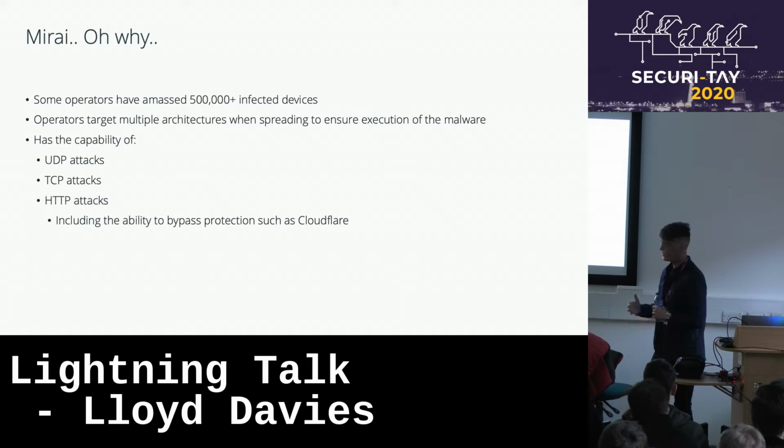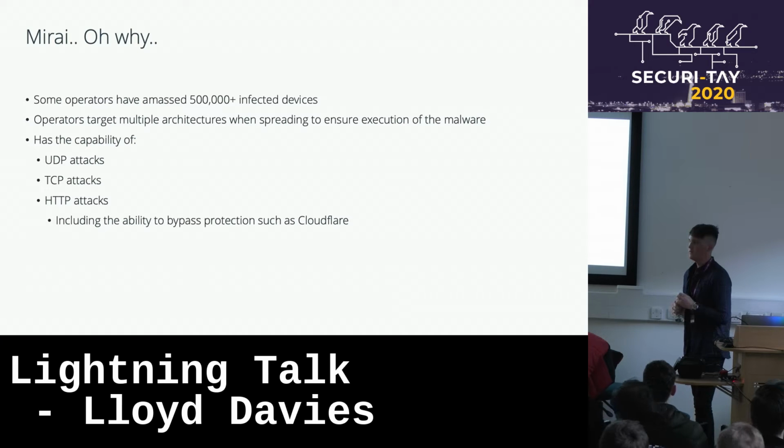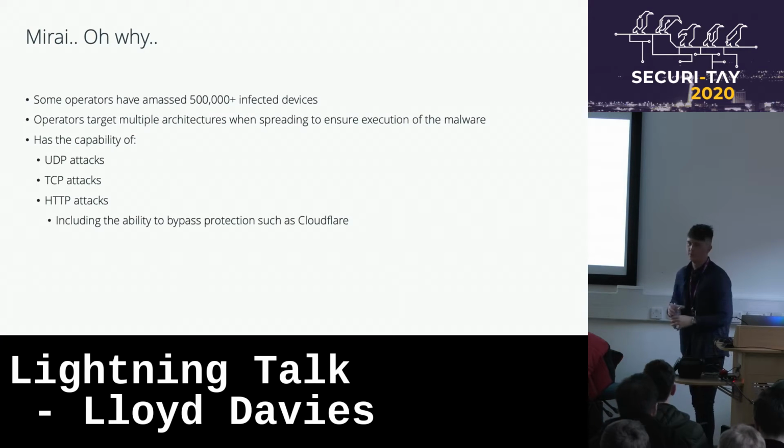So yeah, coming back to the DDoS point, it has the capability of UDP, TCP, and HTTP attacks, and it can bypass protection such as Cloudflare as well. They basically emulate being a real person on a browser within the bot. The hard code is basically pretending to be a person browsing a website so they could bypass Cloudflare. And they target multiple architectures and spread. For example, a router could be ARM, it could be MIPS, it could be MIPSEL, it could be anything. So basically what they do is when they load onto the device, they'll go for everything, so they'll try and load x86, x64, MIPS, ARM.